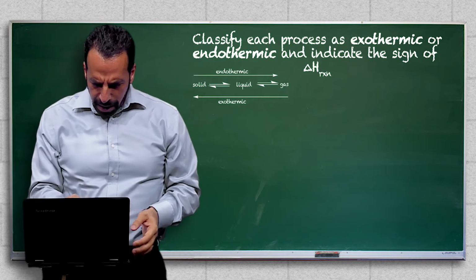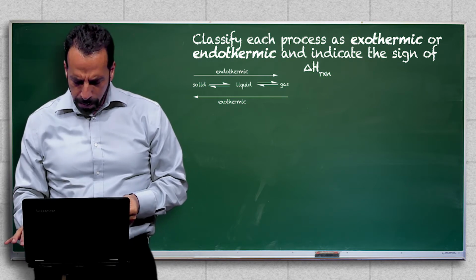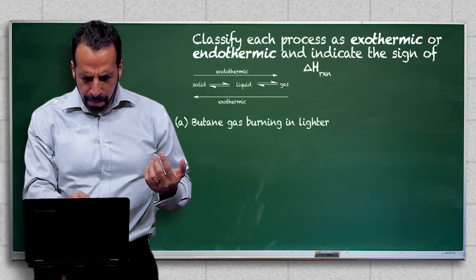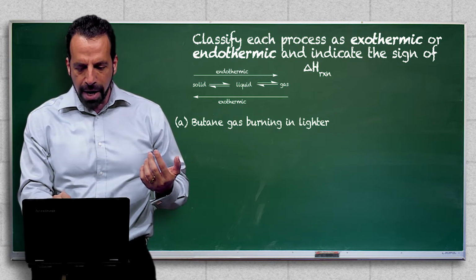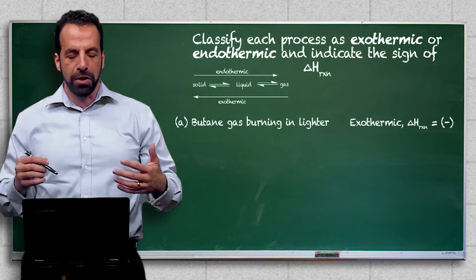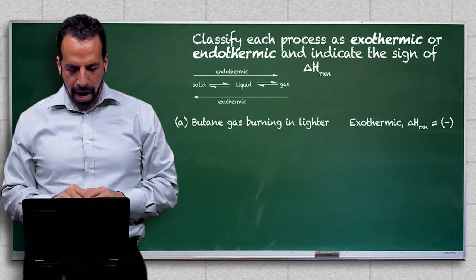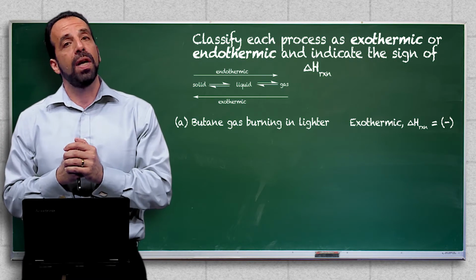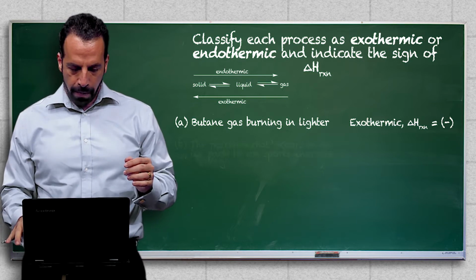So let's take a look at this right here. First one says butane burning in a lighter. Well, that's got to be an exothermic reaction. So fuels, they give off energy. That's going to be an exothermic reaction. We give it a negative sign. So delta H will have a negative sign for this.